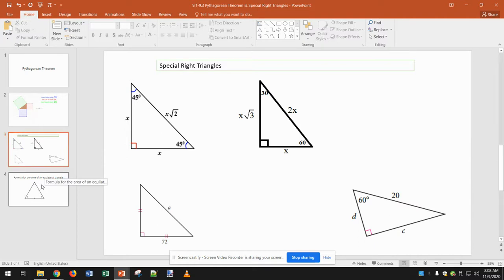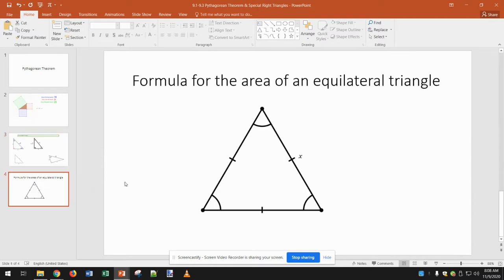I will have you doing a problem involving area. Just remember the formula for the area of any triangle is base times the height divided by 2. You should be able to derive a formula for the area of an equilateral triangle. Call this side length x, and one of your homework problems will be to come up with a formula for the area of this equilateral triangle.